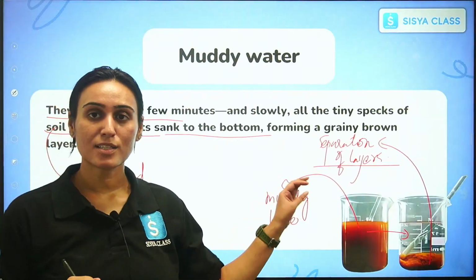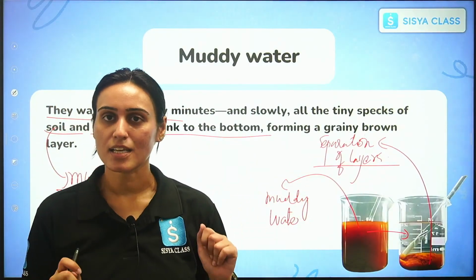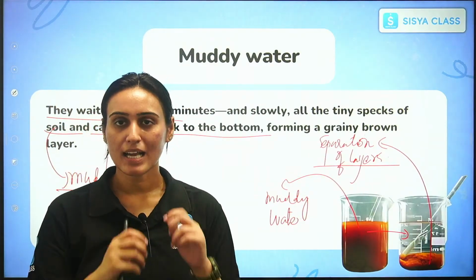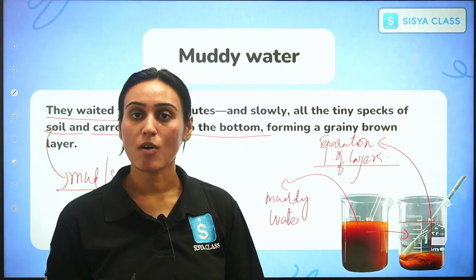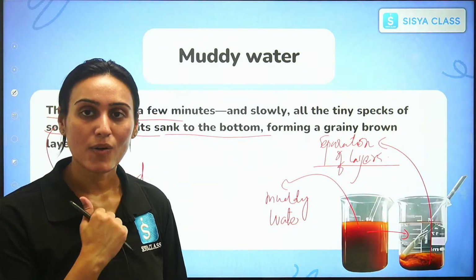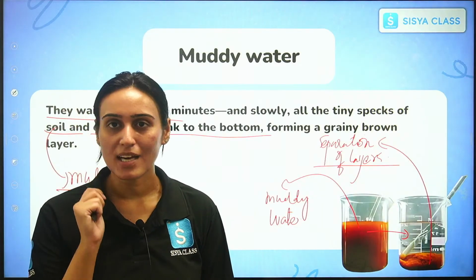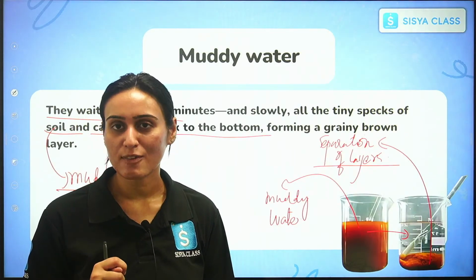So this is what we mean by sedimentation, that your heavier particles, they settle down. They are present at the bottom of your beaker. Now the process of separation becomes easier for us. Let's see what we have to do next.